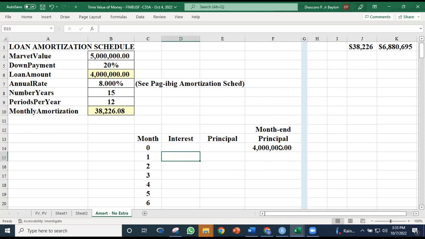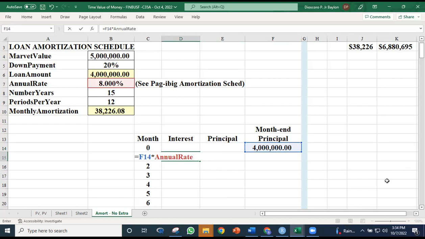Okay, as I said, ang basis ng interest natin will be the previous. So at the end of month 0, ito yung principal natin. Ito yung utang natin. So this is the one that will be charged interest. So the interest will be the previous month-end principal multiplied by, what's our interest? Our interest is your annual rate. Yun, di ba? Annual rate.